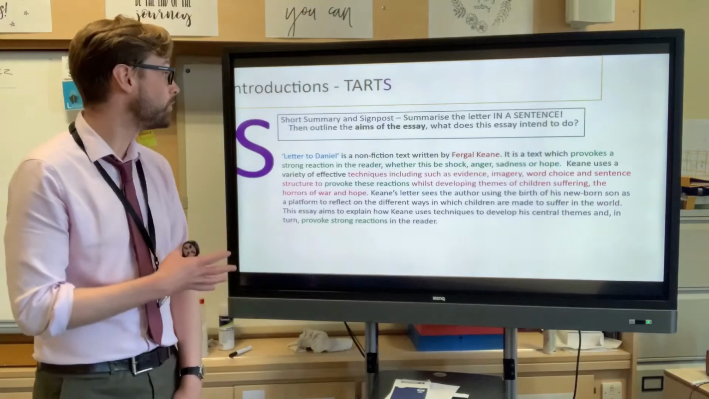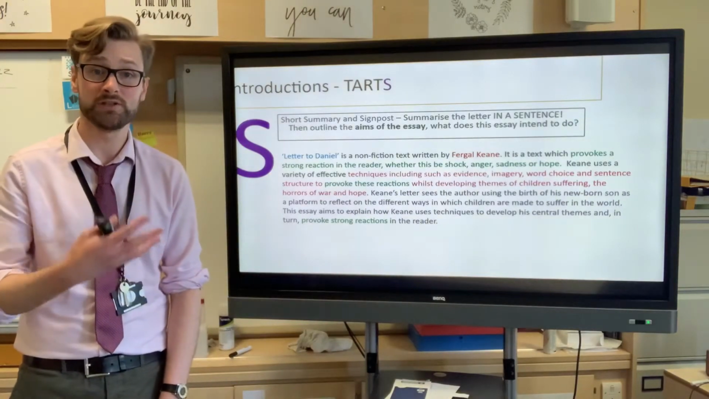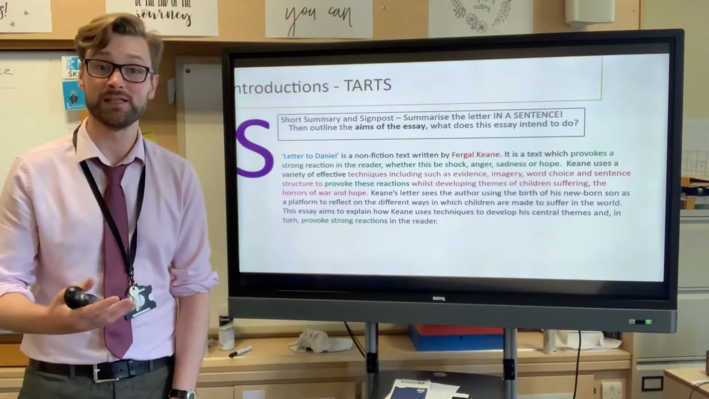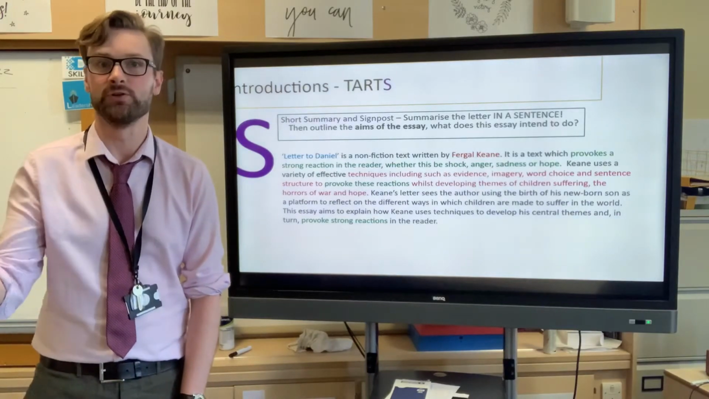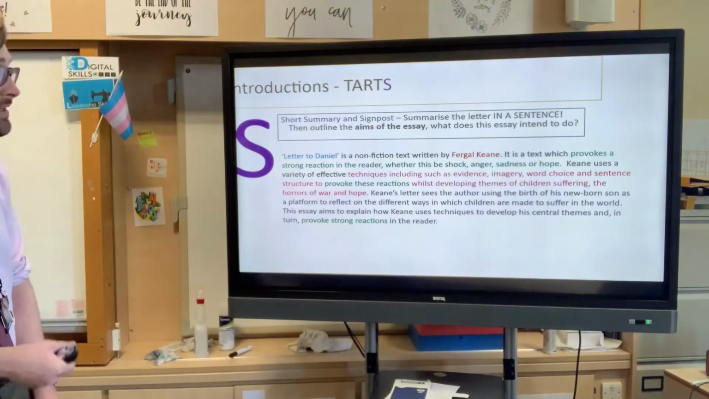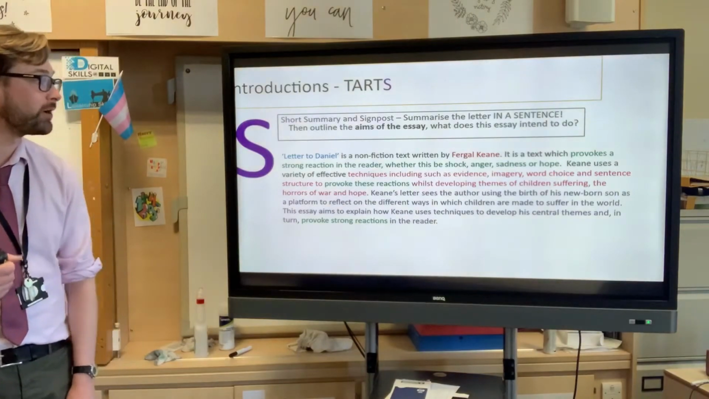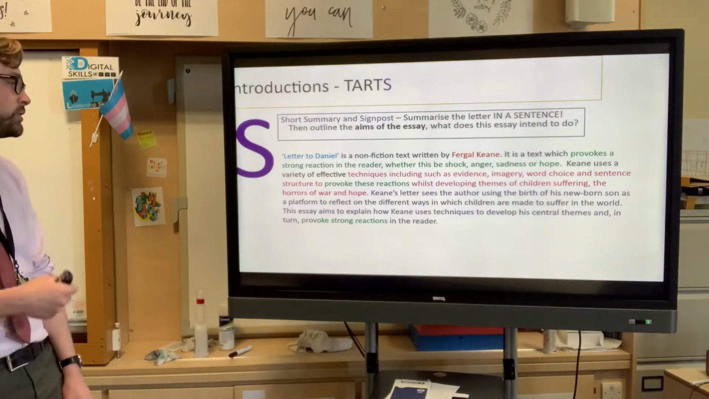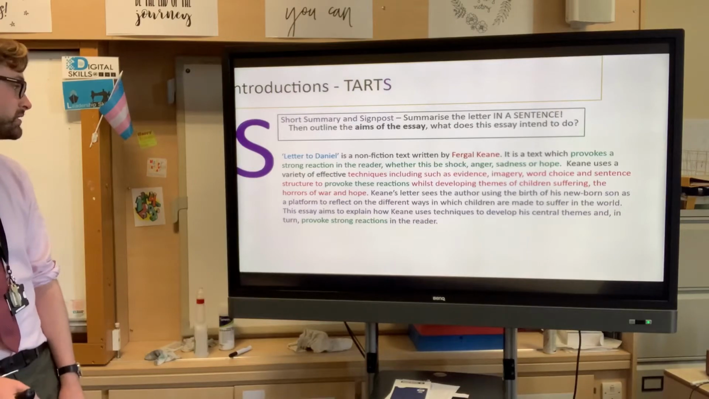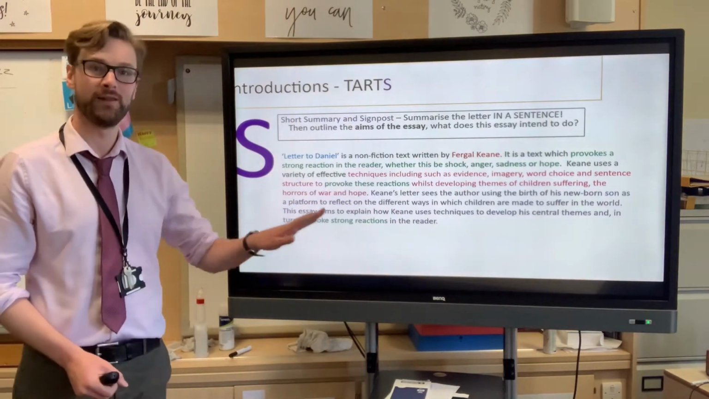Then you need to signpost. In other words, you're giving the aim of the essay. In this essay, I will... So what have I got here? I've said, Keane's letter sees the author using the birth of his newborn son as a platform to reflect the different ways in which children are made to suffer in the world. Full stop, that's my summary.